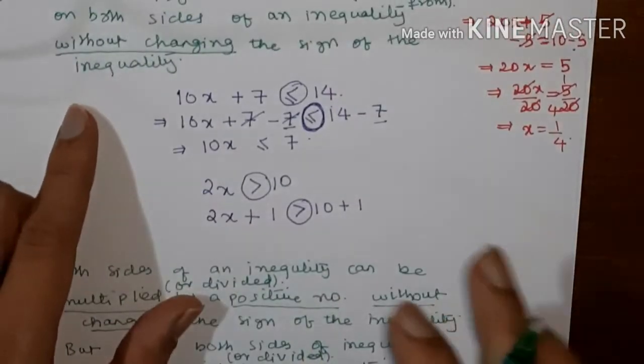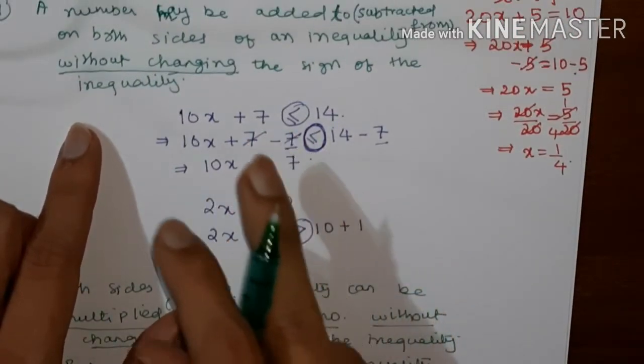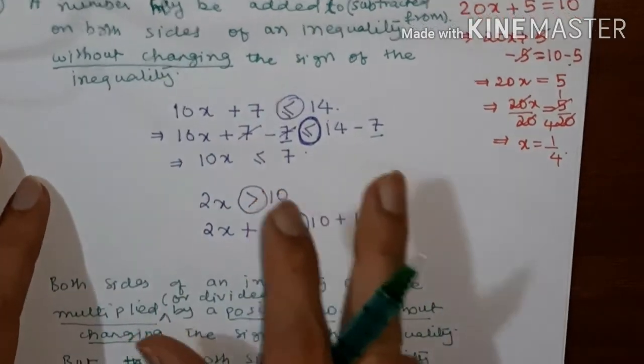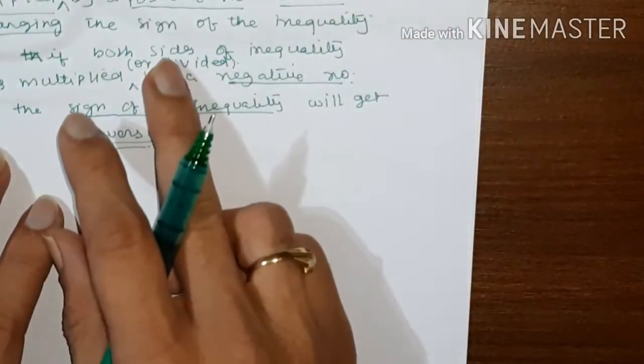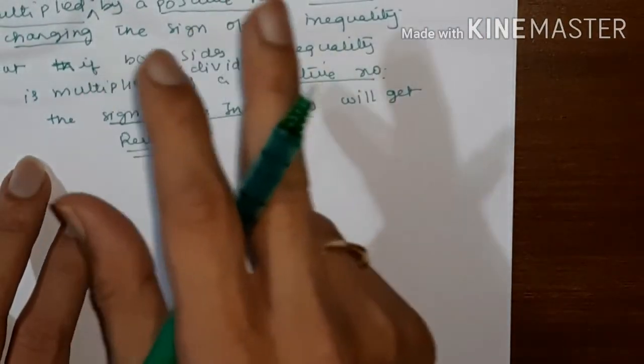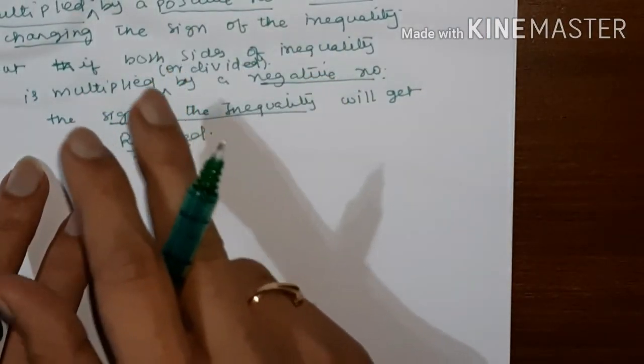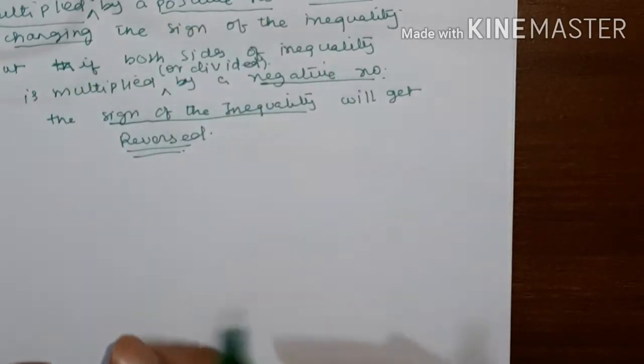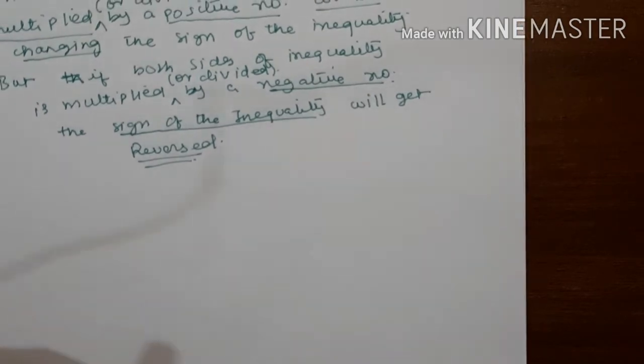One thing you have to note: if you add numbers, you have to add them on both sides. If you subtract a number, you have to subtract it on both sides. If you multiply, you have to multiply on both sides, or if you divide the inequality, you have to divide on both sides. So that should be taken care of. Now let us go to the exercise.